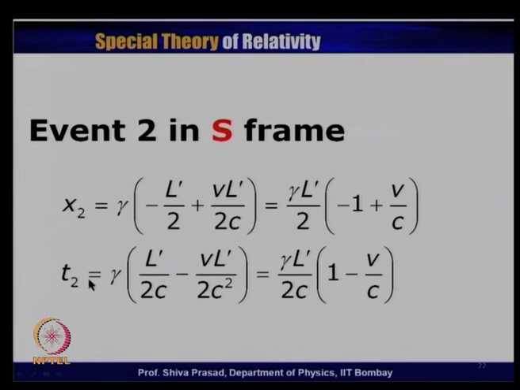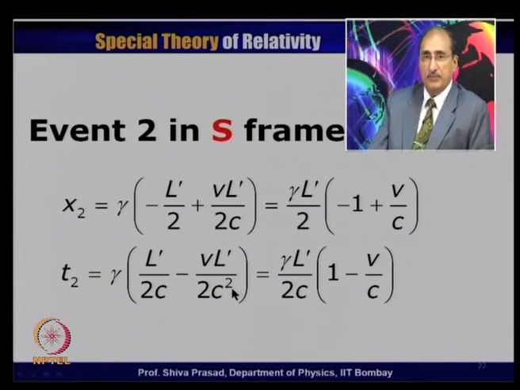We take T2, which is gamma times (t prime, which is the same L prime by 2c, minus V times x prime, which is minus L prime by 2, because this event occurred at the back of the train, divided by c square). I take gamma L prime by 2c out, and I get in the bracket (1 minus V by c). As you can see, this time is different from the other time. In the earlier case for event 1, there was a positive sign here and this was 1 plus V by c. Here it is 1 minus V by c.